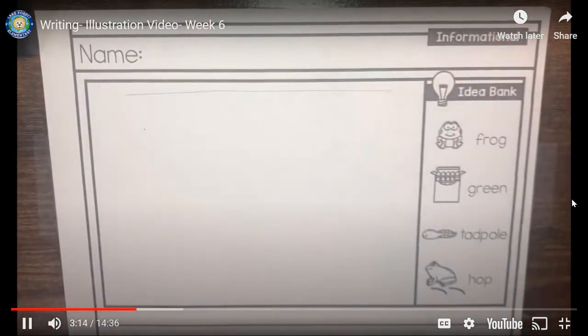All right. Okay, so the first thing we always want to start off with is our what? What does this say right here? And this is a magic E word.